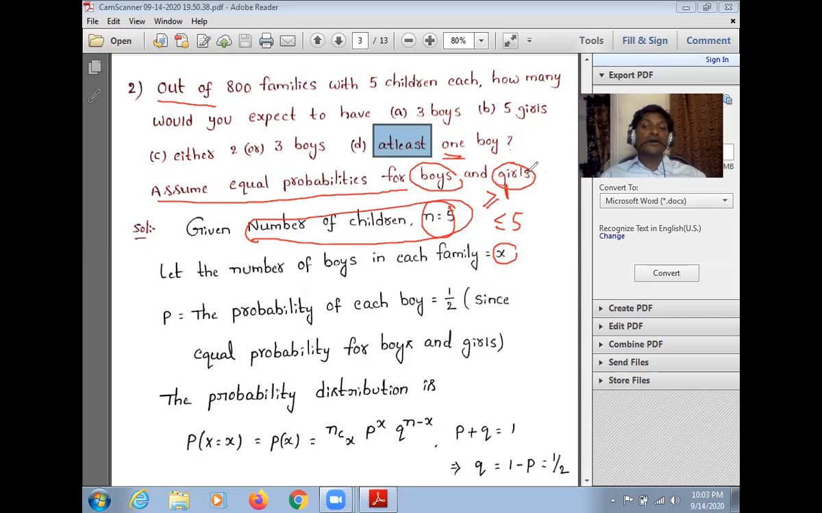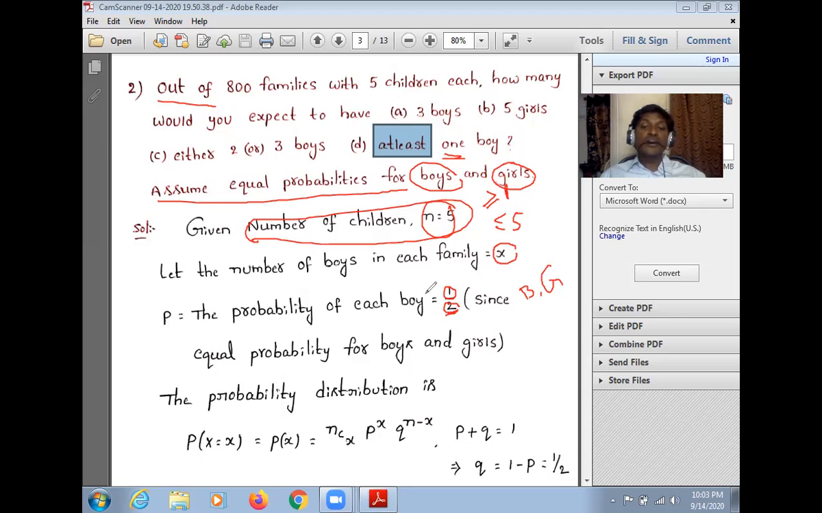So it means we are taking the probability of each boy as equal to 1 by 2. Why? Because probability is nothing but the number of favorable events divided by the total number of outcomes. Here there are only two outcomes. What are those two outcomes? Boy or girl. So how many outcomes are there? Two outcomes. That's why we have 2 here.